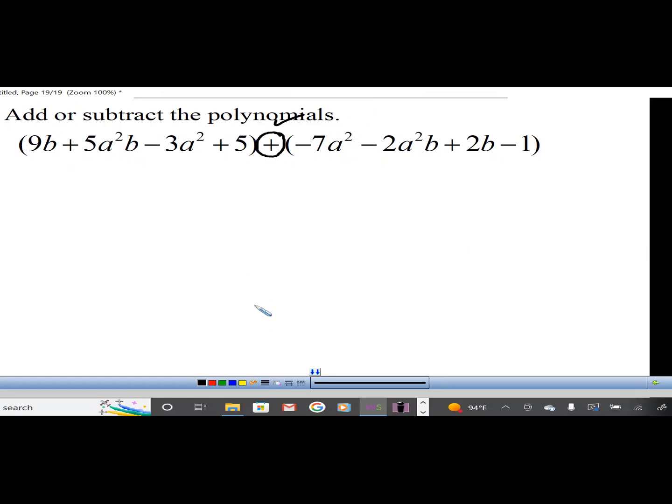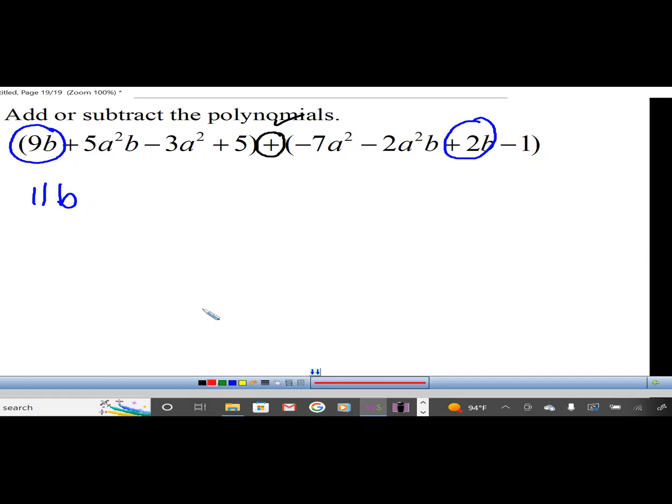Next, now that we have addition, now we can actually begin to combine like terms. I'm gonna start with blue, circle 9B. And you're like, what happened to the parentheses, Mr. Q? We don't need to worry about those because it's addition between both. Is there another B? Yeah, the 2B. So what is 9 plus 2? That's 11B.